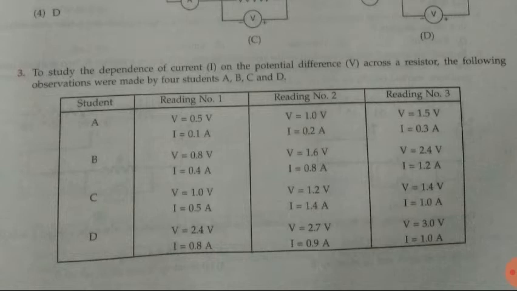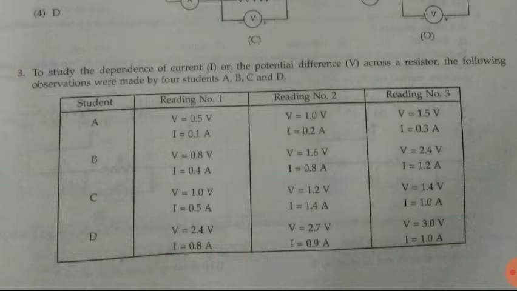Okay, like here, the difference between voltage in all the 3 readings is 0.2. The voltage is increasing in each reading by 0.2 volt, but in current the change is not linear. Initially the current is 0.5 ampere, then it becomes 1.4 ampere. So here there is a difference of 0.9 ampere. Then in the third reading the current becomes 1.0. So now there is a difference of minus 0.4 ampere between the second and third reading.